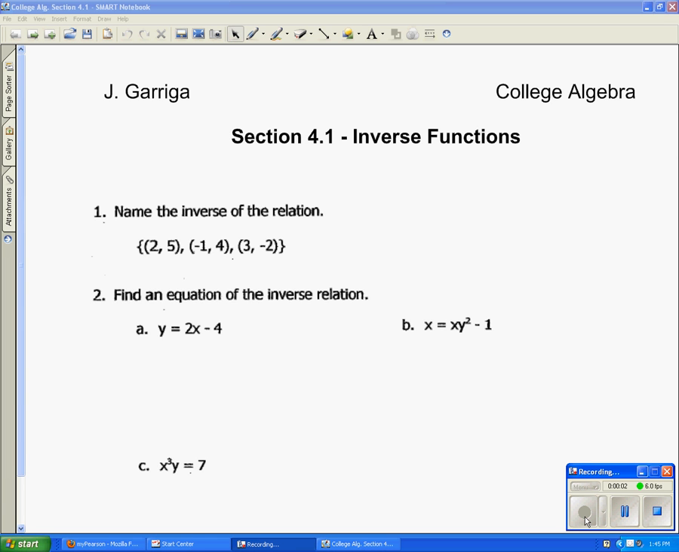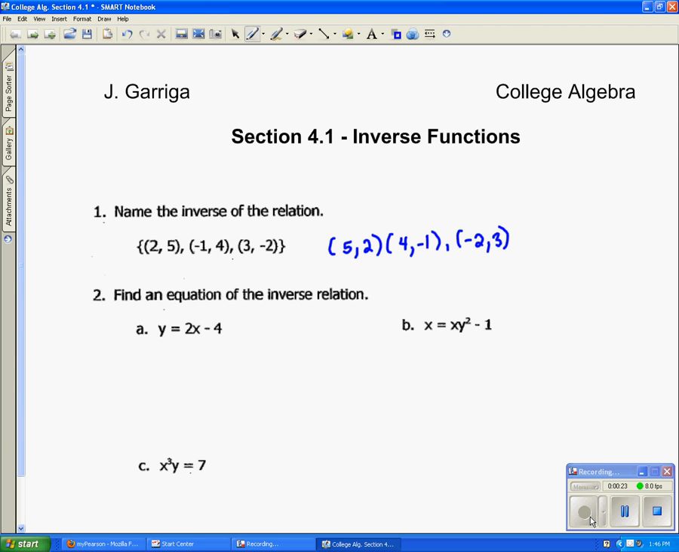Section 4.1 is inverse functions. First of all, we're going to name the inverse of the relation. Well, for the inverse, you're just going to flip the order of the x and the y. So the inverse is going to be the ordered pairs (5, 2), (4, -1), and (-2, 3). So you switch the x and the y.